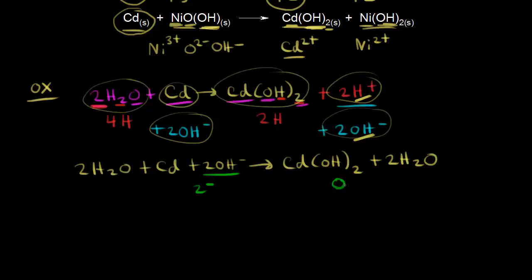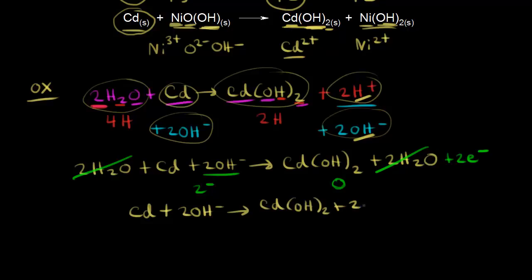We balance charge by adding electrons. So how many electrons do we add, and which side of our half reaction do we add them? If we add 2 electrons to the right side, that would balance out our charge. So we're going to add 2 electrons to the right side. Notice we have 2 waters on the left and 2 waters on the right, so we can cancel those out and write our final half reaction. So cadmium plus 2 hydroxide give us cadmium hydroxide plus 2 electrons. So this is an oxidation, so we should be losing electrons here for our half reaction.